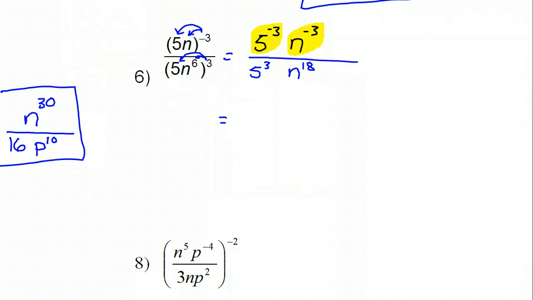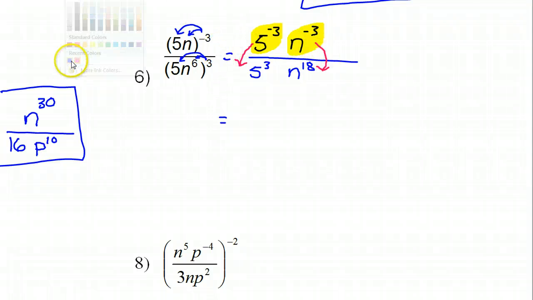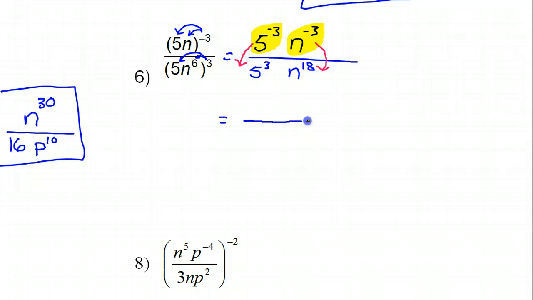Whoops, didn't really mean to do that. Okay, so this is going to come down, and this is going to drop down. So everything that was in the top is going to drop down. So, alright, here's my fraction line. Alright, so my 5 to the 3rd power, I'm just going to leave it like that for now.